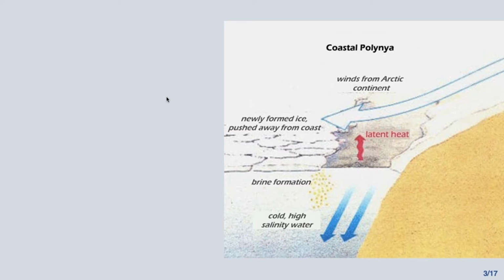They push the newly formed sea ice away from the coast. And then the water that is left there continuously forms sea ice because it's cold enough. So there is strong latent heat exchange with the atmosphere. Sea ice keeps being formed and pushed away. So there's a lot of brine formation in the ocean. And so you have the formation of this very dense, cold, and high salinity water. That's basically Antarctic bottom water.